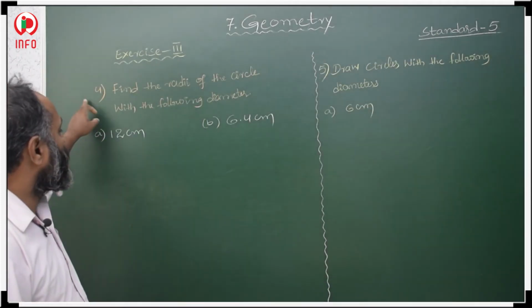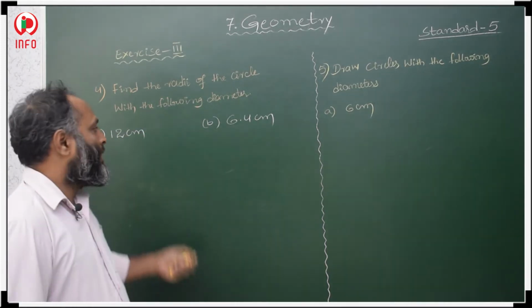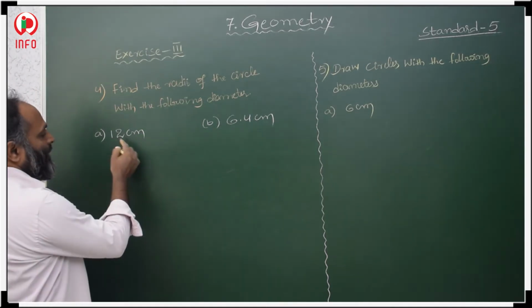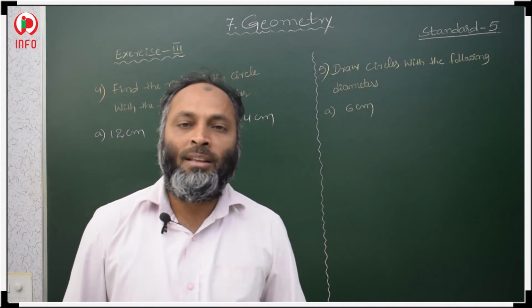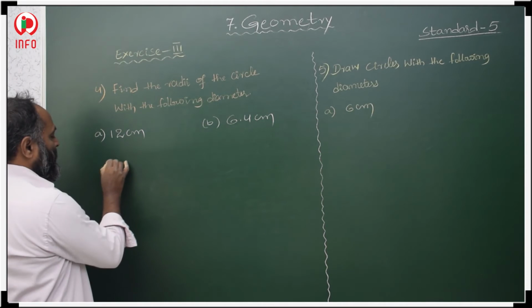Now the next question: find the radii of the circles with the following diameters. Here a diameter is given, so we have to find the radius. What is the diameter here? 12 centimeters. Half of the diameter is the radius of the circle. So here, when the diameter is given, we find the radius.